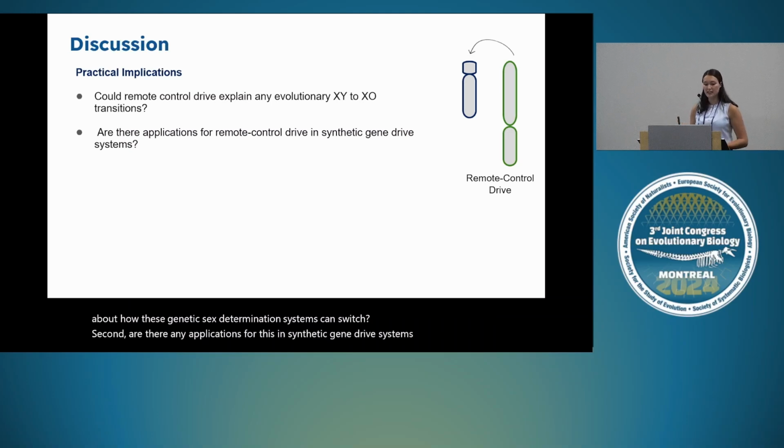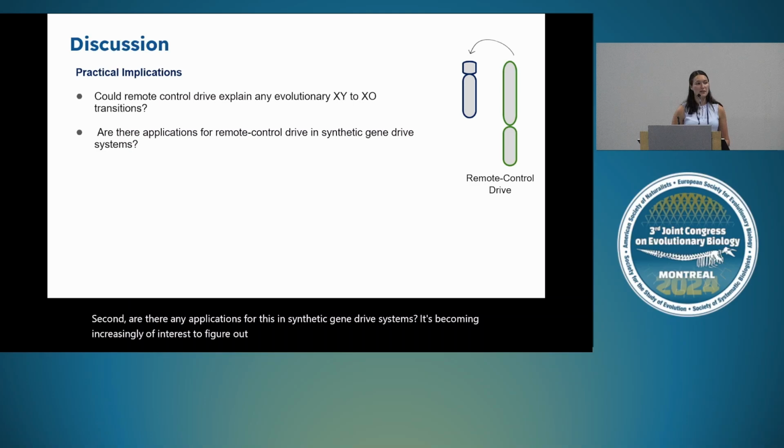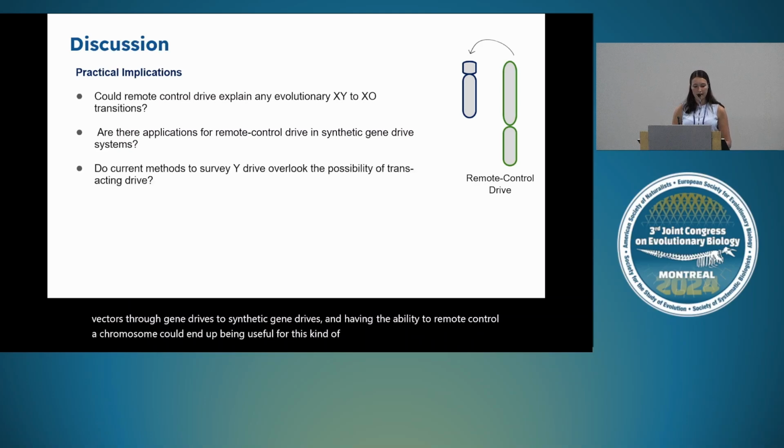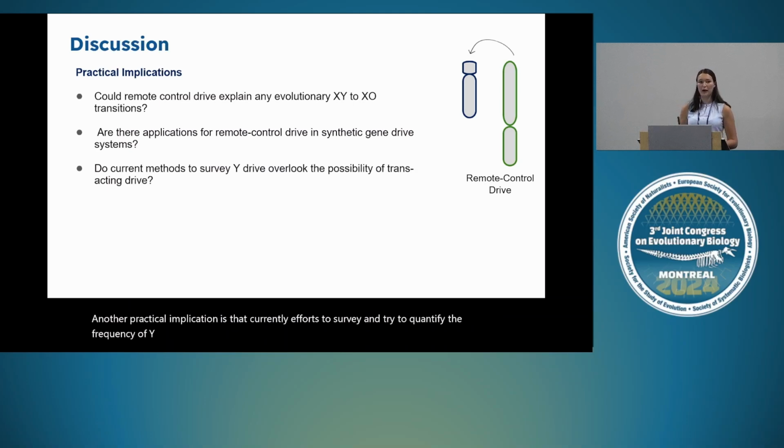Second, are there any applications for this in synthetic gene drive systems? It's becoming increasingly of interest to figure out ways to potentially eliminate, for example, malaria vectors through synthetic gene drives, and having the ability to remote control a chromosome could end up being useful for this kind of work. Another practical implication is that currently efforts to survey and try to quantify the frequency of Y drive usually start by sequencing the Y chromosome and looking for footprints on that chromosome itself. But we might be overlooking the possibility of transdrivers located on autosomes.